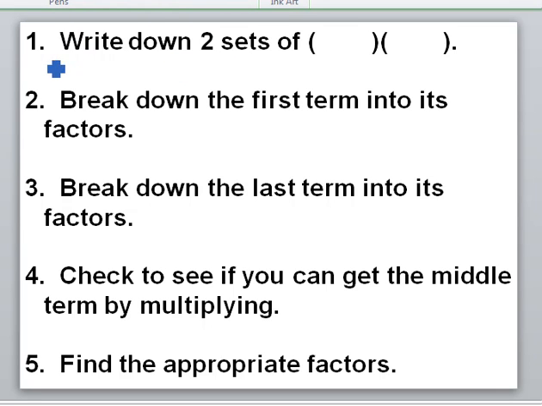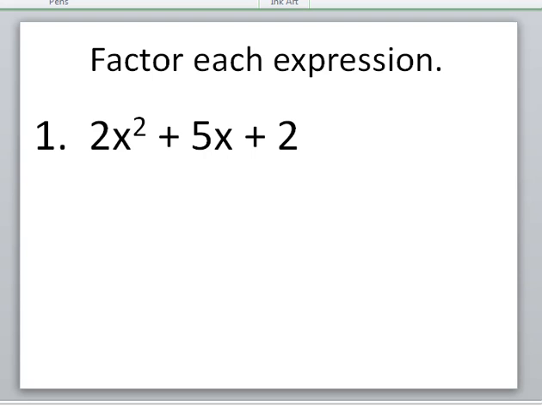So number one really should be factor out your GCF. So every time we're going to look for that GCF, then once we do that, we'll make two sets of parentheses and we'll break it down. And we'll see if we can get the middle term by multiplying. So we might as well get started on this. First thing I'm always going to look for is that GCF. They don't share anything in common, so my next step is to make our parentheses.